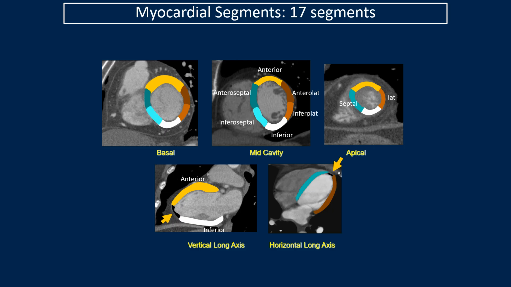So now you have 17 segments: 6 at the base, 6 at the midventricular level, 4 at the apex, and finally the true LV apex.